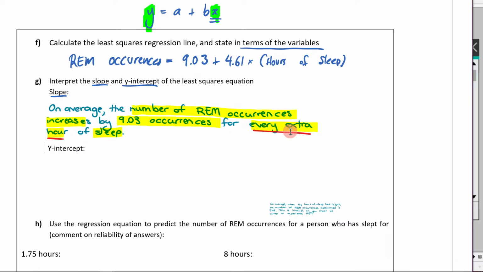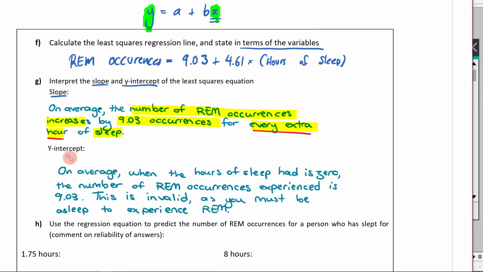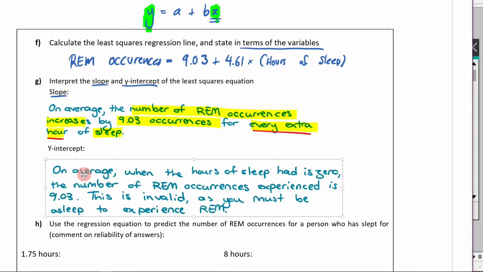You have to specify the units of your explanatory variable which are going up. So with every extra hour of sleep. So just make sure that you're careful when writing that. The next thing we have to comment on is the y-intercept. Let's have a look of what an ideal answer here would be. So again, we're following that template that we have provided you.